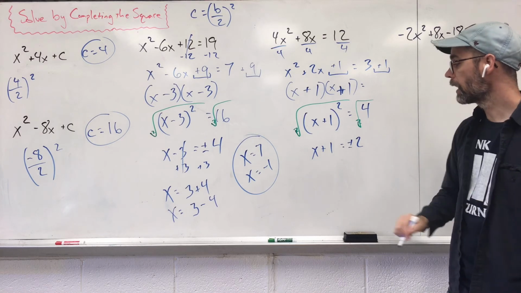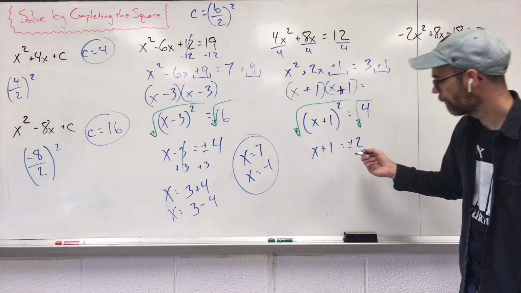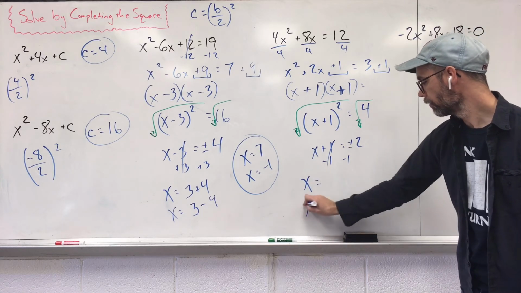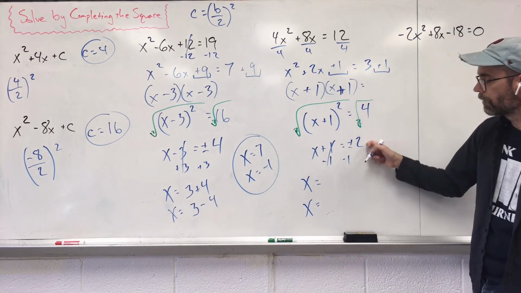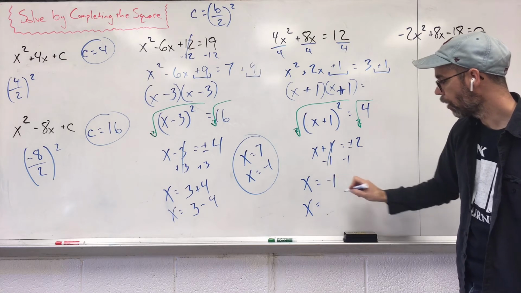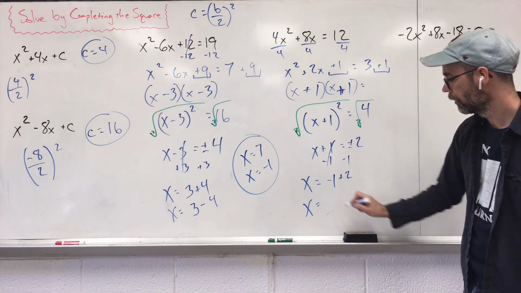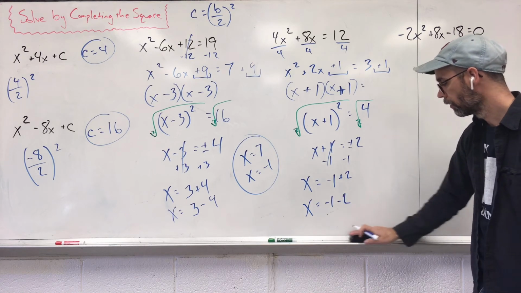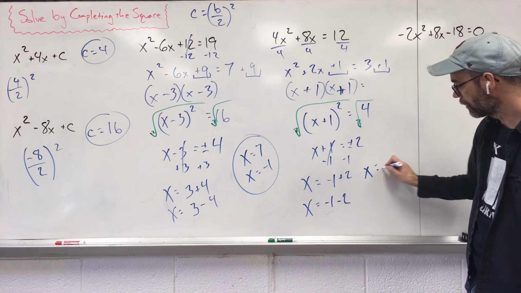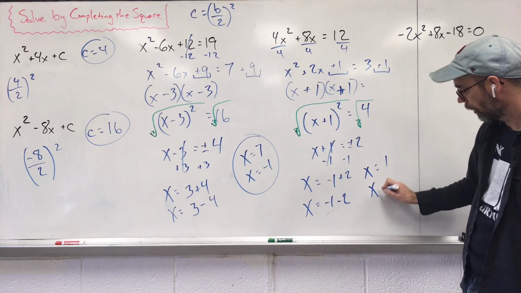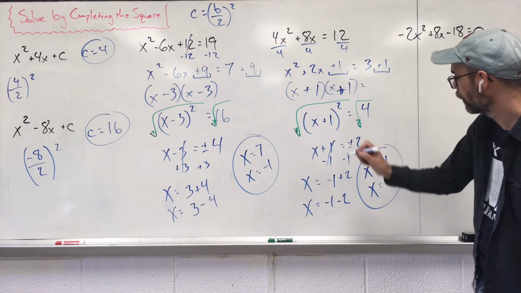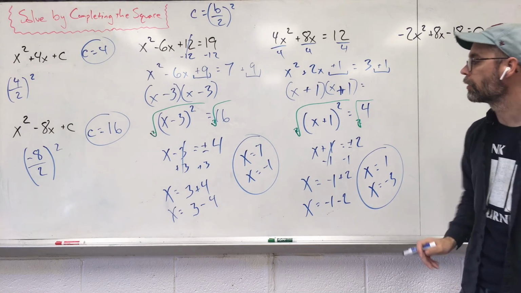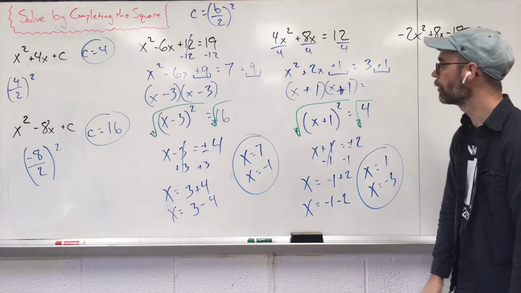So now we got to keep going, solve for x. Minus 1, minus 1. X equals. We now need to rewrite this twice. We're going to say negative 1 plus 2, negative 1 minus 2. And we are left with x equals 1, x equals negative 3. Our parabola will cross the x-axis at 1 and at negative 3. Good. We got one more we got to do.